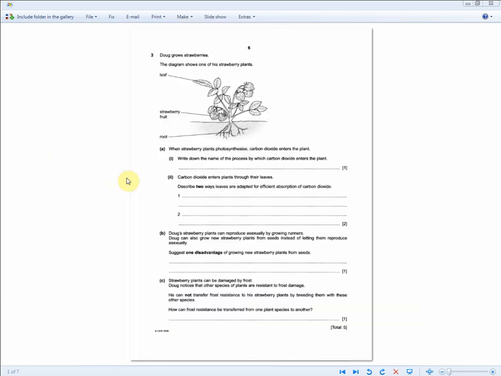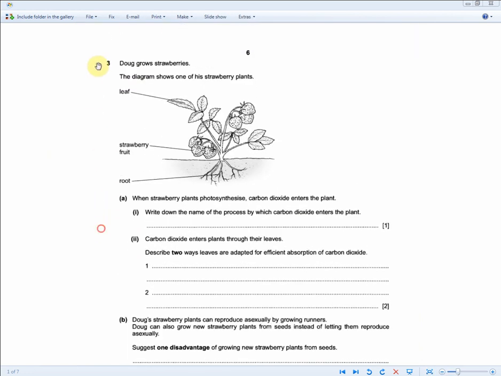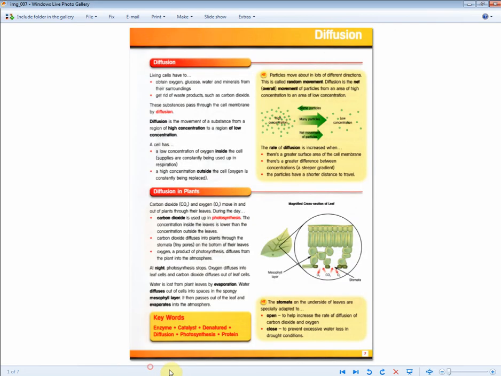Memorizing these will not just answer the question for one situation, but for many situations of diffusion, so it's important to commit it to memory. Talking about the diffusion of plants, it reads, Doug grows strawberries. The diagram shows one of his strawberry plants. So what you need to notice is the size of the leaves. When strawberry plants photosynthesize, carbon dioxide enters the plant. Write down the name of the process by which carbon dioxide enters the plant. Well, for one mark, you should know that the process is diffusion. And you should know this because of what's written here in the revision guide.